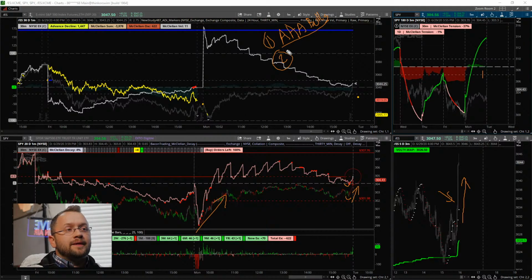Two, in order to run a trend, you need to pump tension. How do you pump tension?